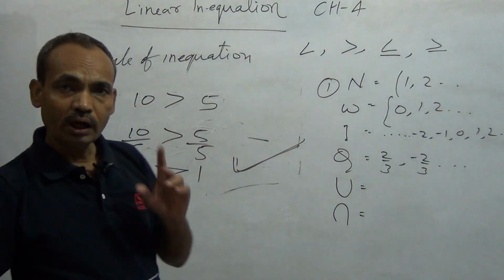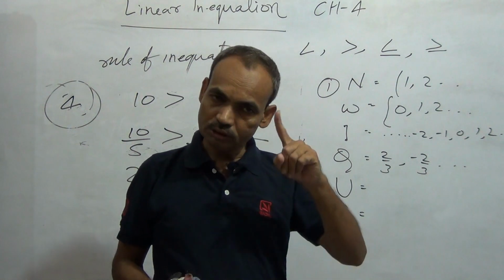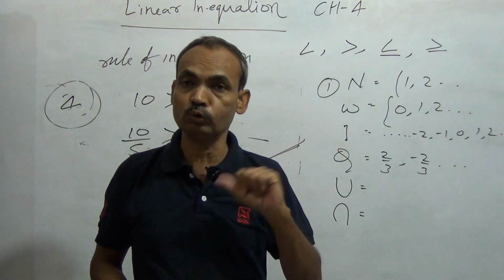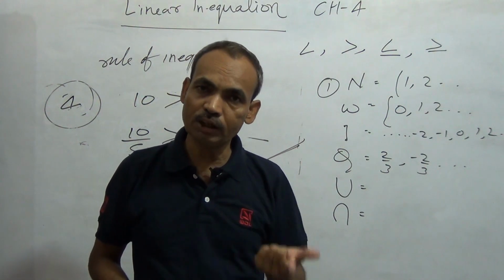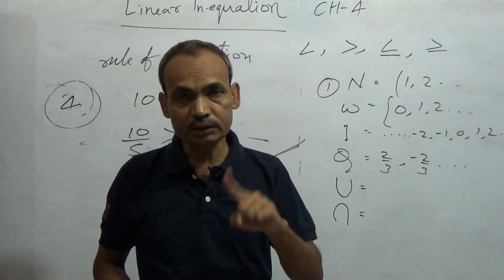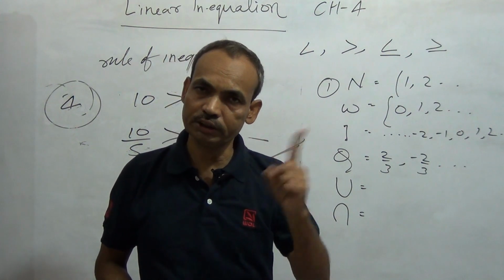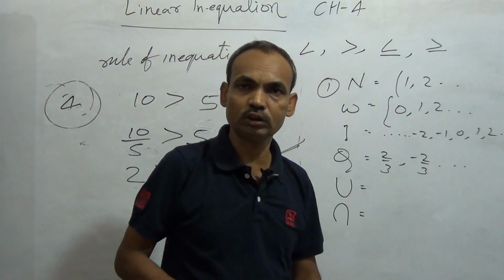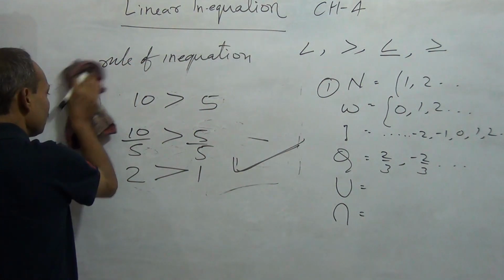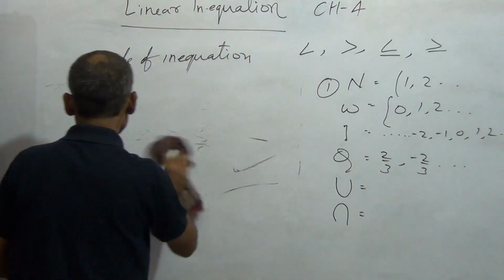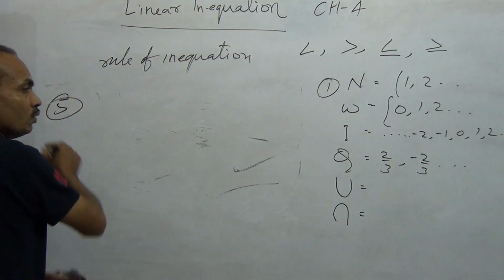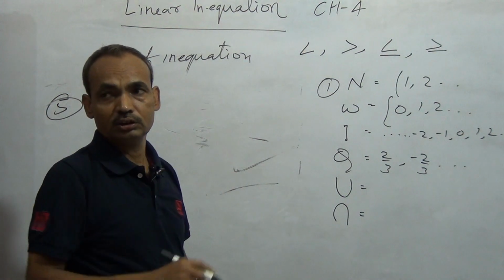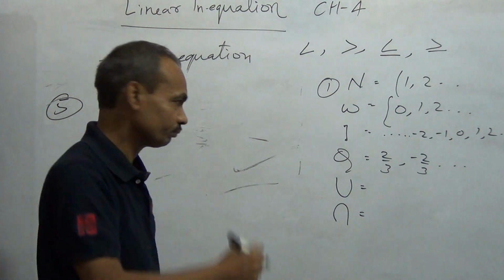It means adding, subtracting, multiplying by a positive number or dividing by a positive number, the sign of inequality does not change. Now we will discuss the last rule of inequality. The last rule of inequality is multiplying or dividing by a negative number, the sign of inequality changes.